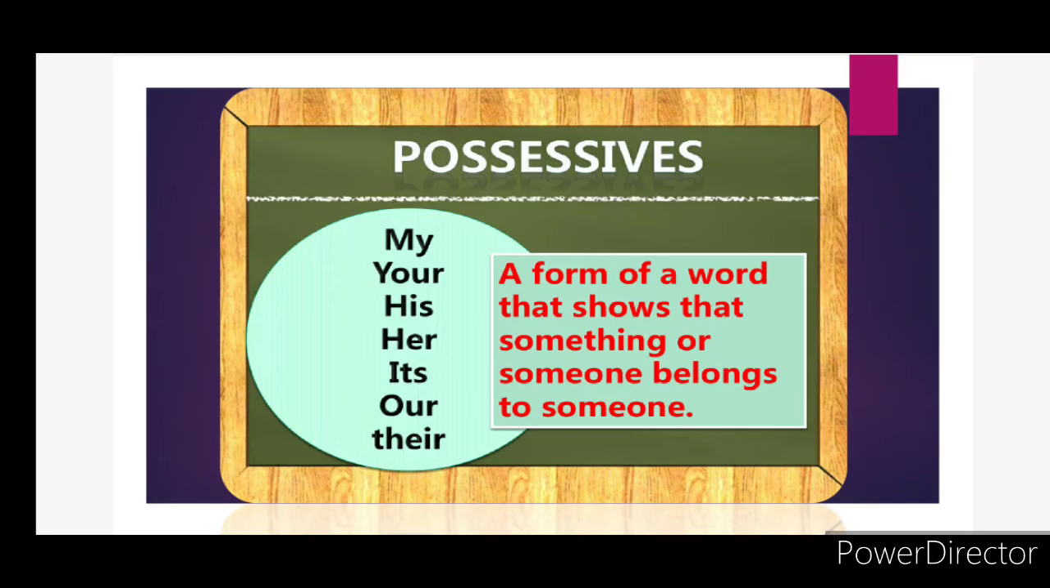Now let's have a look at possessives. A form of a word that shows that something or someone belongs to someone. For example, my, your, his, her, its, our, their. For example, if I say, I love my pet, it is showing possession. Pet is a noun and my is placed before pet. So my is an example of a possessive, and it's a determiner.